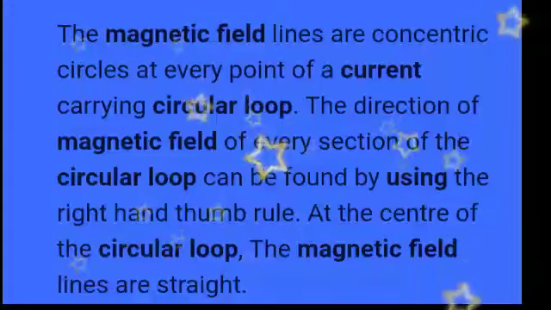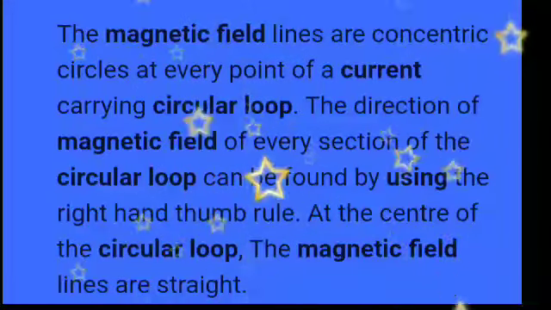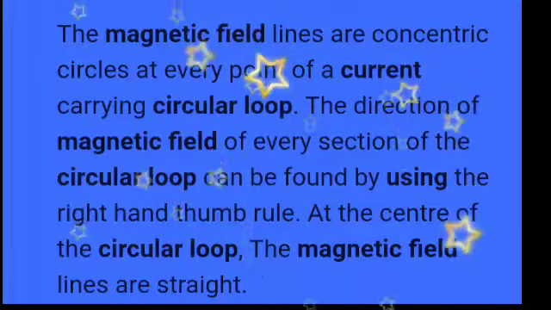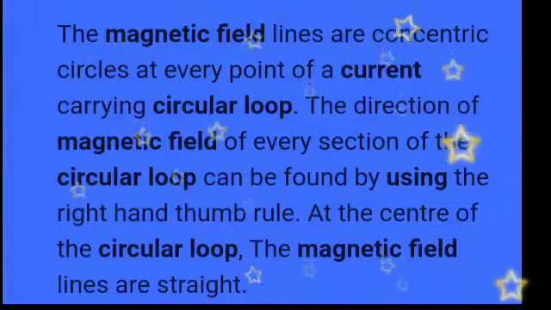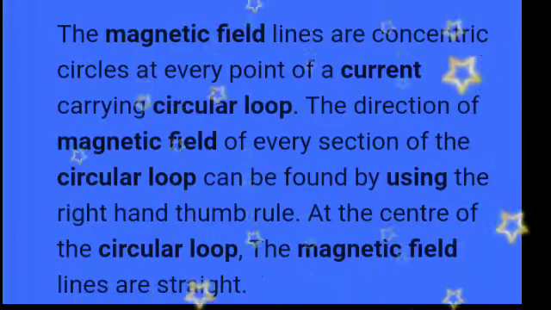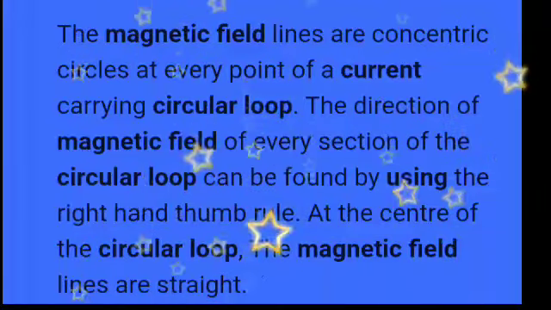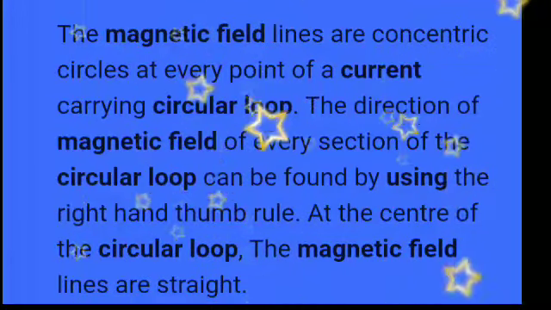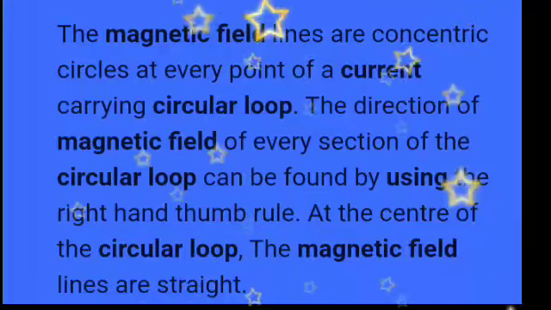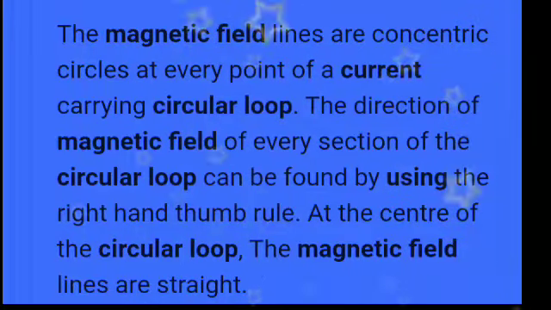The magnetic field lines are concentric circles at every point of a current carrying circular loop. The direction of the magnetic field of every section of the circular loop can be found by using the right hand thumb rule. At the center of the circular loop, the magnetic field lines are straight.